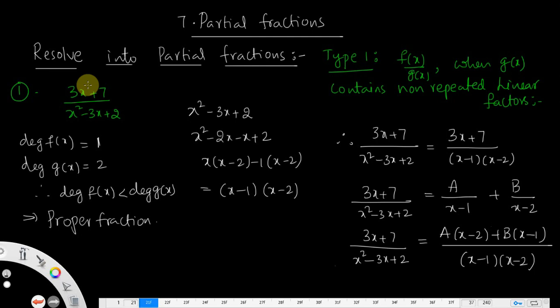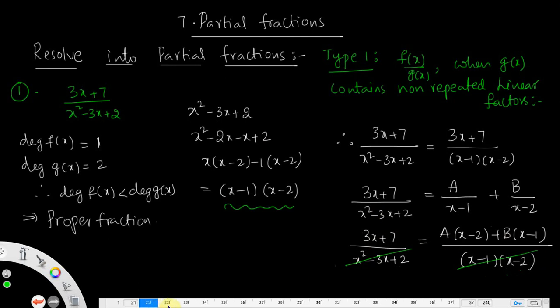It is non-repeated, because we do not have repeated factors. x minus 1 is a separate linear factor and x minus 2 is also a separate linear factor. Both are non-repeated linear factors. So we can separate it as a sum of two partial fractions: a by x minus 1 plus b by x minus 2. Then take the LCM, the denominators are equal, so we can cancel them, meaning both sides are the same.